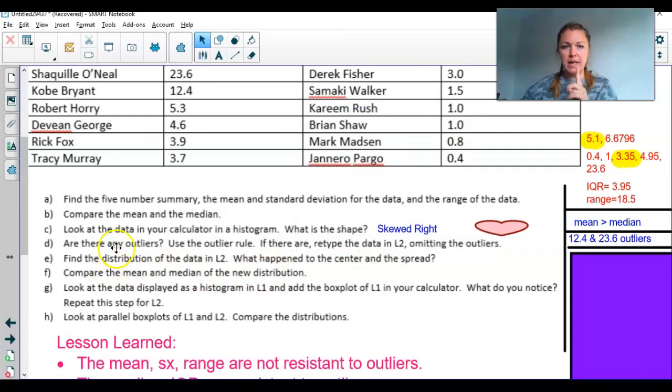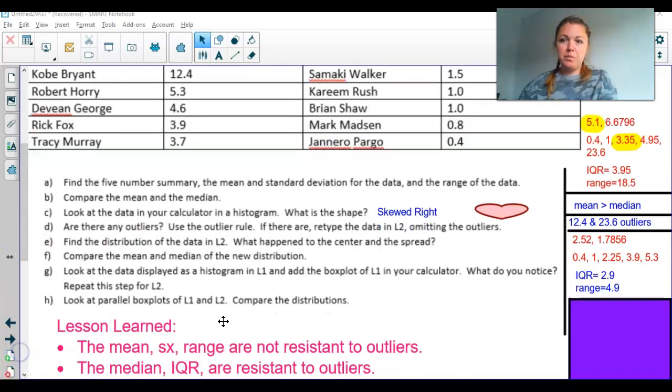So now what the question is saying, it says, are there outliers? We said yes. Retype the data, omitting the outliers. Okay, we did that. Now it says find the distribution of the data. What happened to the center and spread? So what we want to do right now is we want to recalculate the mean, the standard deviation, and the 5-number summary. So I want you to do that now. So what we did is I didn't re-enter it into L2. That's okay, because I'm not going to have you do the last parallel box plots. Okay. So in L1, we took out Kobe Bryant's salary as well as Shaquille O'Neal's. Okay. And we re-ran the one variable stat. So that's what you were supposed to do.